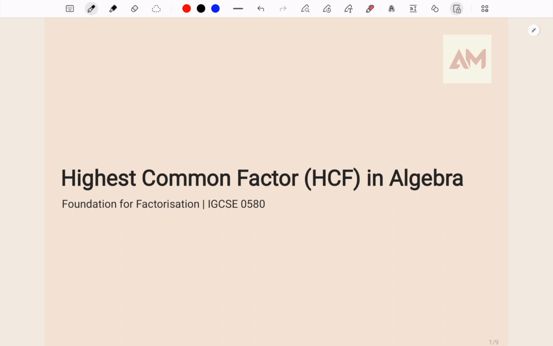Before we start factorizing algebraic expressions, there is one very important foundation skill we must understand clearly: Highest common factor, or HCF. Every factorization begins with HCF. So in today's lesson, we will learn how to find HCF with numbers, letters, and powers so that factorization becomes much easier later. Let's begin.